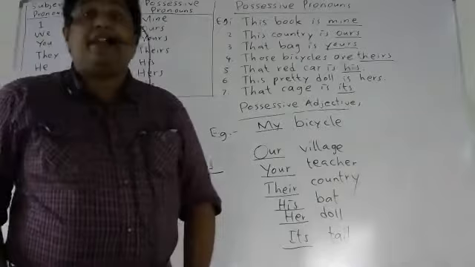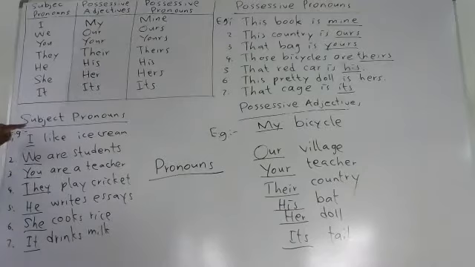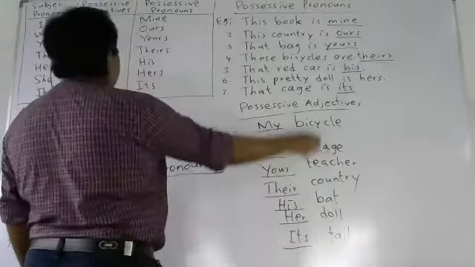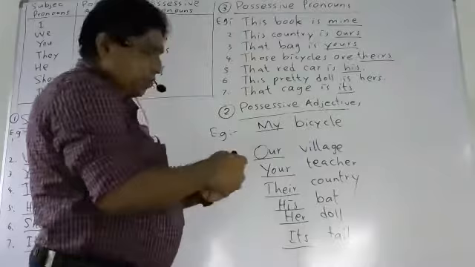Now your topic is pronouns. Then after that you have to draw the chart. The chart has subject pronouns, possessive adjectives, possessive pronouns. Now this one is number one and this one is number two, this one is number three. I'm going to unmute your microphones.